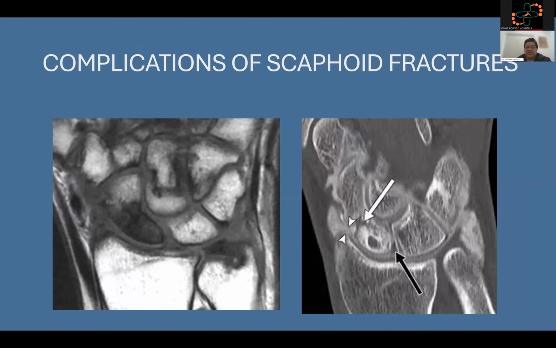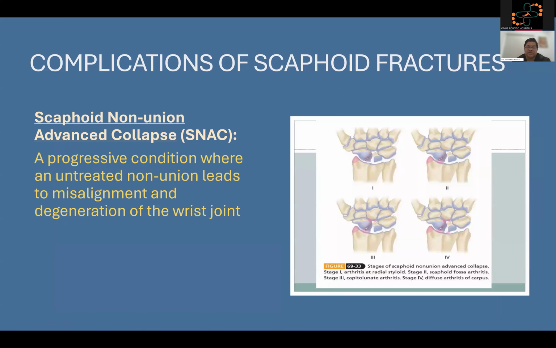Avascular necrosis is mainly diagnosed on MRI, where on T1 weighted images there is darkness. On CT scan there are cystic changes, and when there is a fracture, you see non-union of the fracture with comminution at the fracture site. Scaphoid non-union advanced collapse.